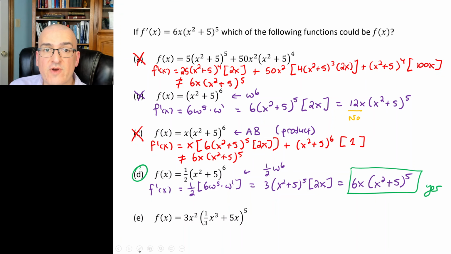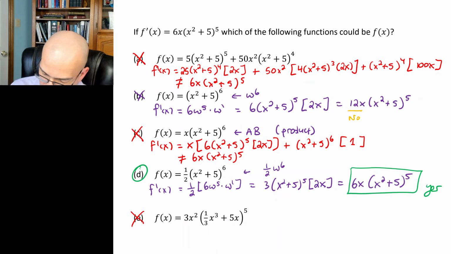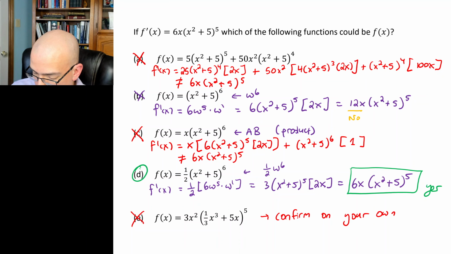And I invite you to try the next one. Confirm on your own that f prime of x is not equal to 6x times x squared plus 5 to the power of 5.